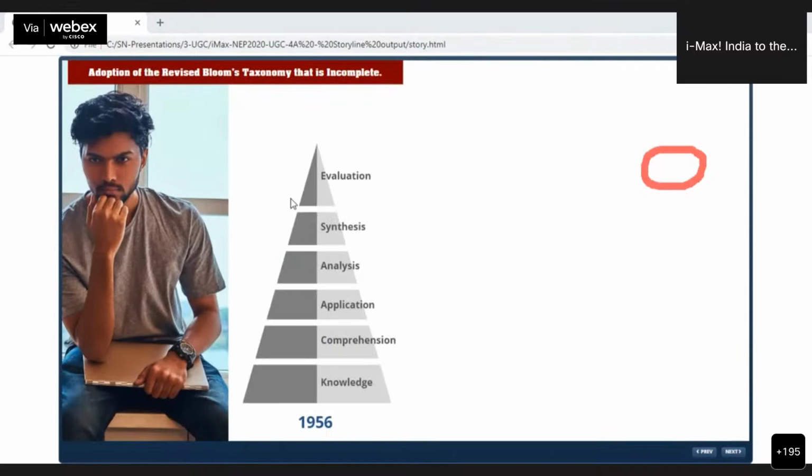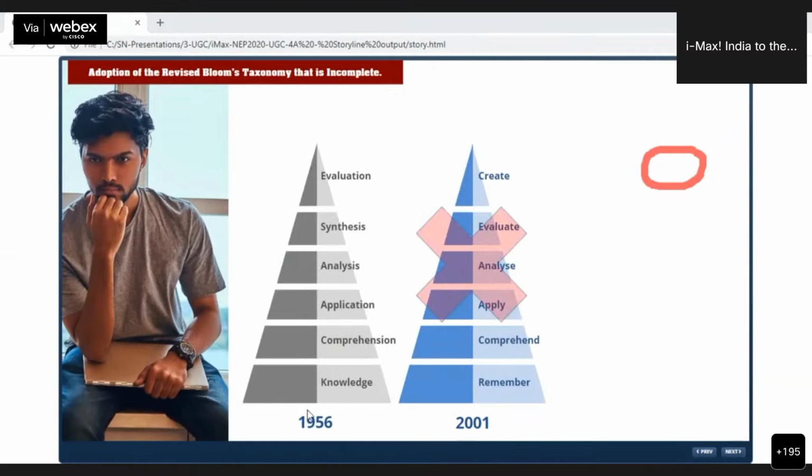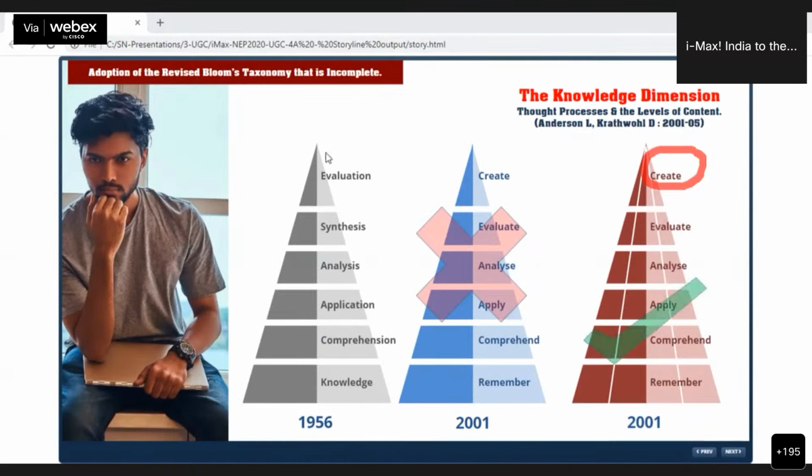So here you will see, you all know that in 1956 Benjamin Bloom's committee developed this particular taxonomy, and there were knowledge, comprehension, application, analysis, synthesis, and evaluation. And in 2001 to 2005, Dr. Benjamin Bloom's team revised it. But this revision is explained in the Indian system in an incomplete way. That is the point I wanted to tell here. This is done in an incomplete way.